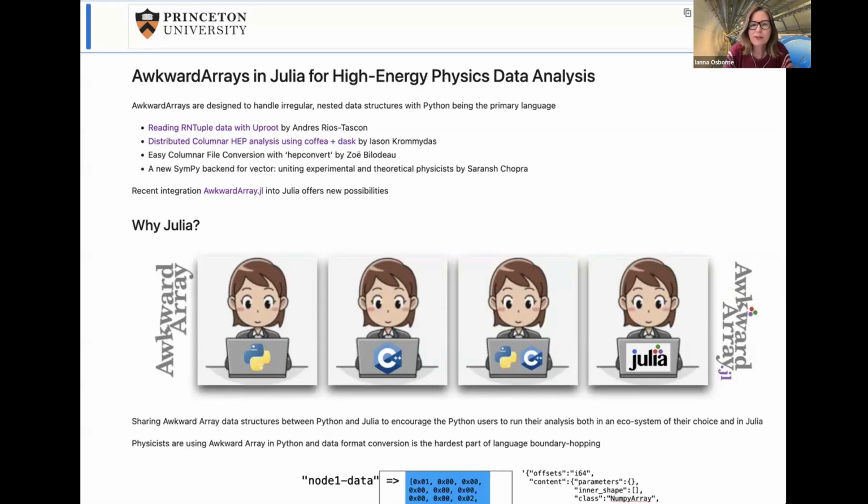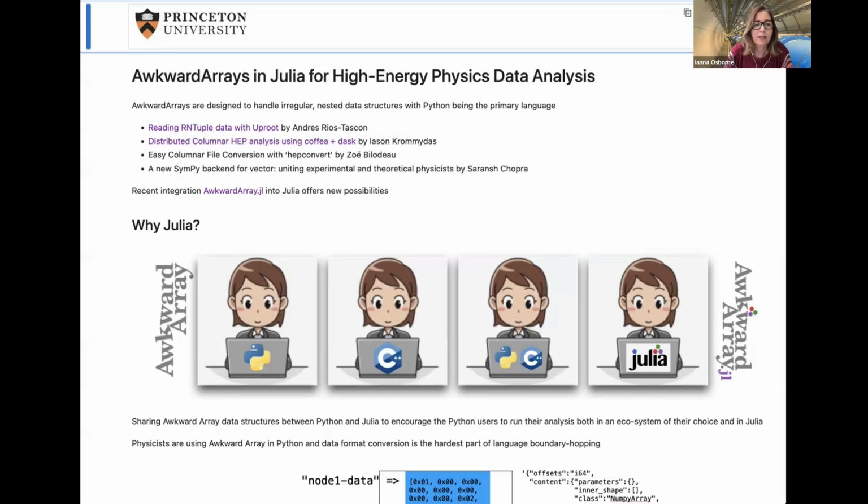And I'll be talking to you about awkward arrays in Julia that you can use for your high-energy physics data analysis. So you are all familiar with awkward arrays, and you know that they can efficiently handle really complex, hierarchical, irregular data, and they are really, really common in high-energy physics, especially. So let's look at how we can bridge this to actually use Julia.